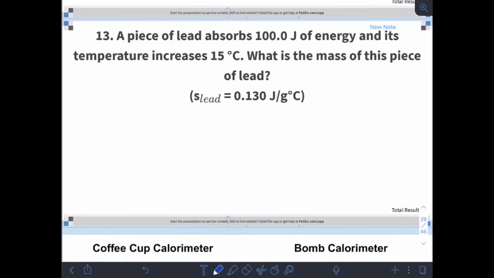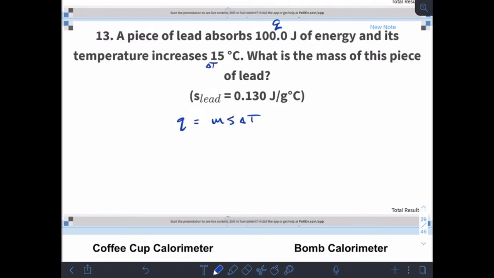Okay, our next piece. A piece of lead absorbs 100 joules of energy, and its temperature increases 15 degrees Celsius. What is the mass of this piece of lead? And we're given the S of the lead. Q equals ms delta T. So our 100 joules, that's our Q. Our temperature increase, that's our delta T. And we're given the S in the problem.